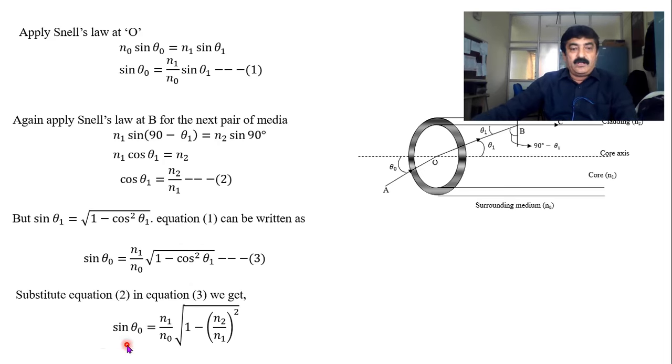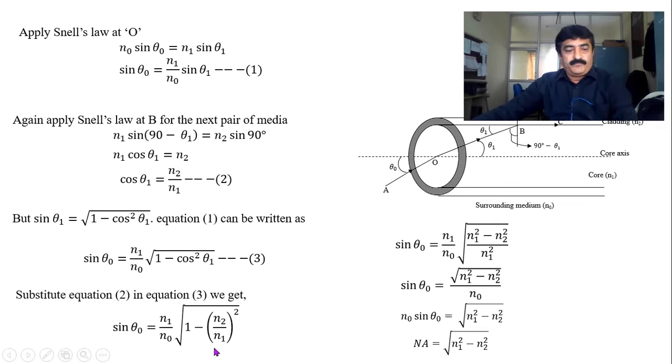Well, sin theta naught equals N1 by N naught into root of 1 as it is minus as it is. In the place of cos theta, I write N2 by N1 whole square. Almost over. Simplify. Square on this, N2 square, N1 square, and take LCM. So N1 by N naught into root of N1 square is the LCM. So the numerator becomes N1 square minus N2 square.